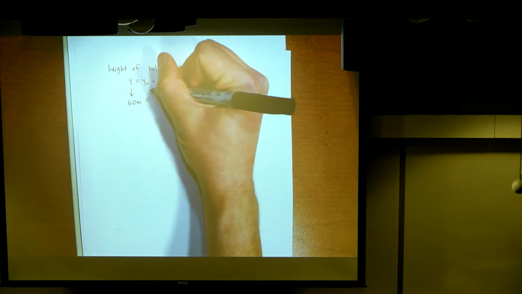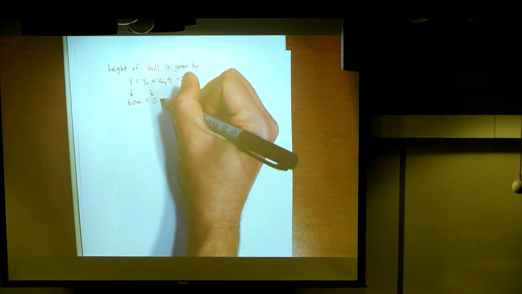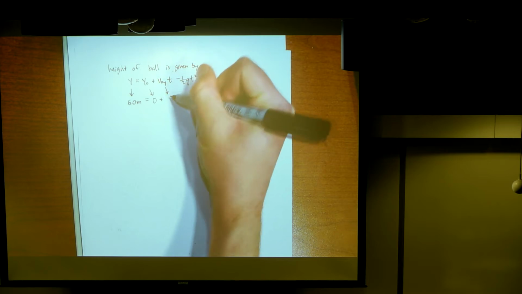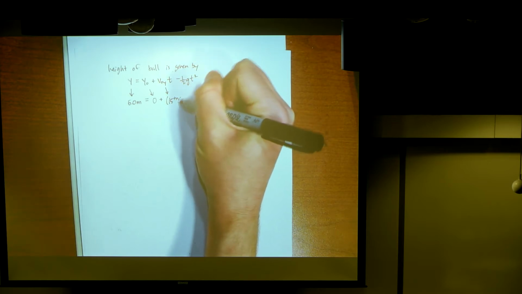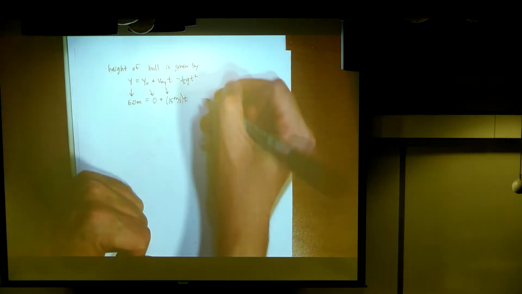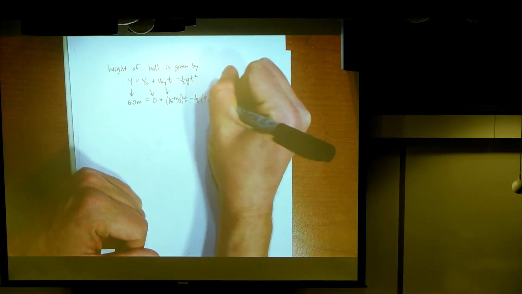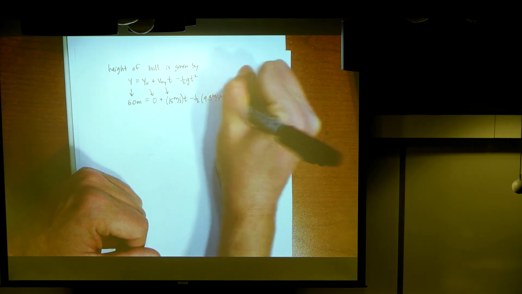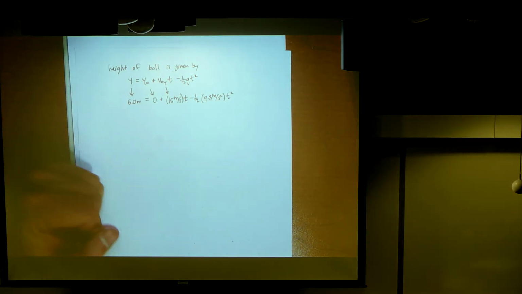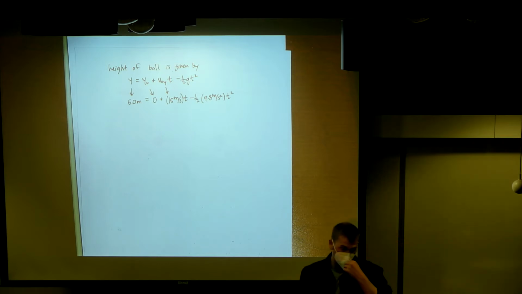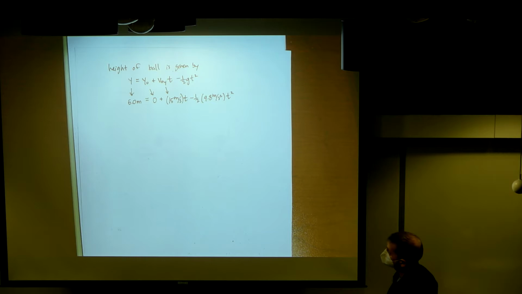Y naught represents our initial position, which is 0. V naught represents our initial velocity. That's 15 meters per second, and that's multiplying t. And then we have minus a half times g. That's 9.8 meters per second squared times t squared. So that's kind of looking like a quadratic expression, isn't it? It's got a t squared term, it's got a t term, and then some kind of constant term.